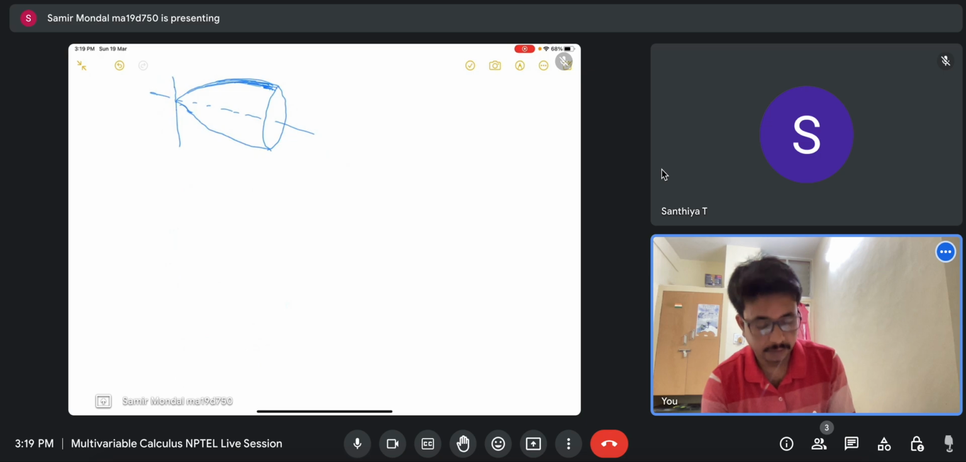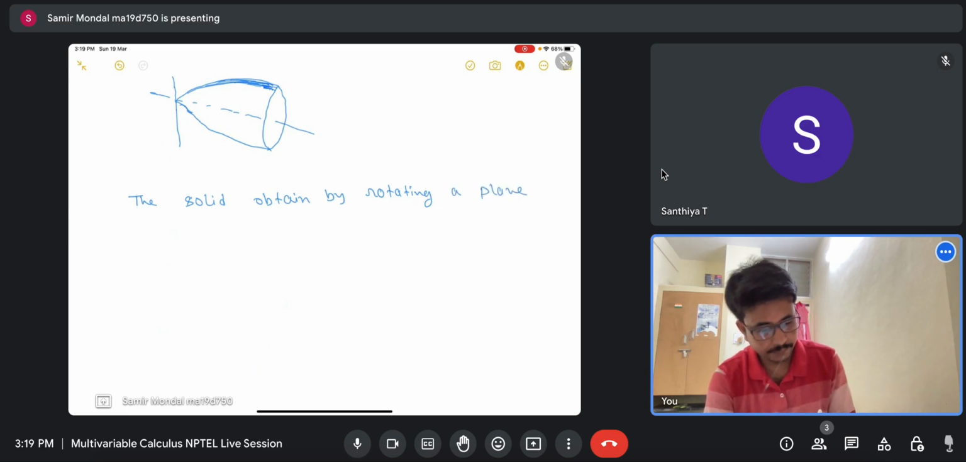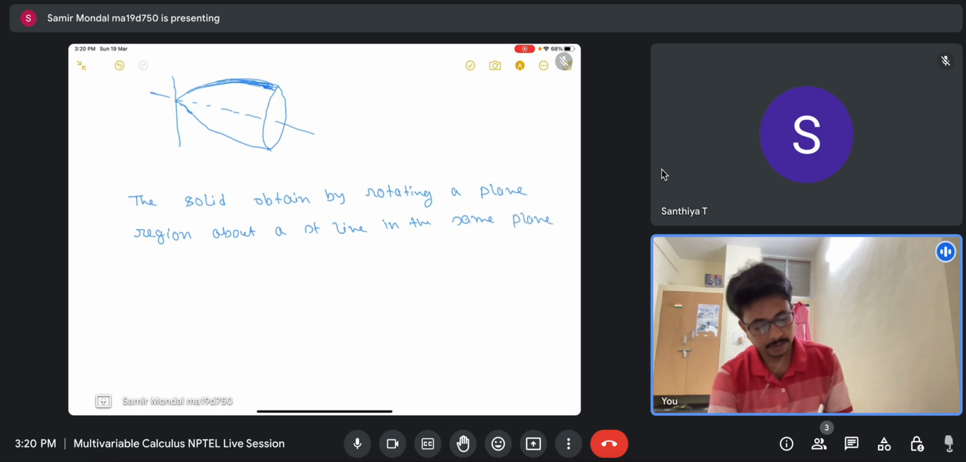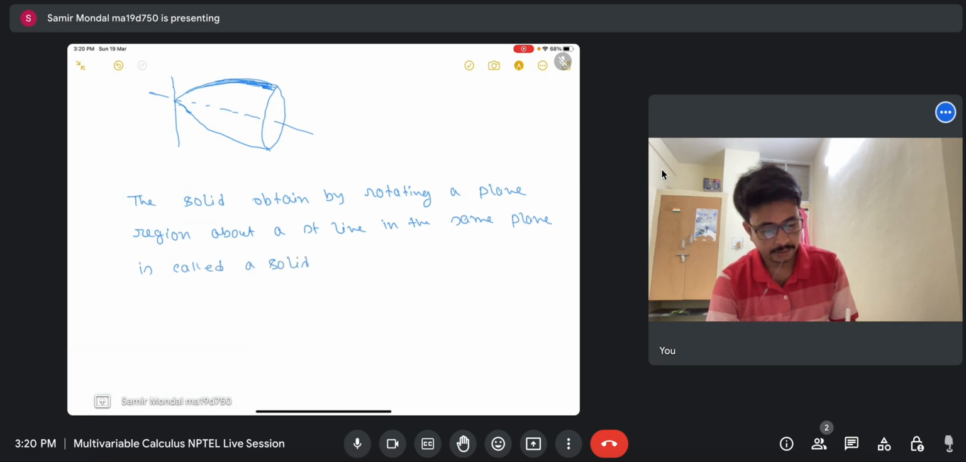The solid obtained by rotating a plane region about a straight line in the same plane is called a solid of revolution.